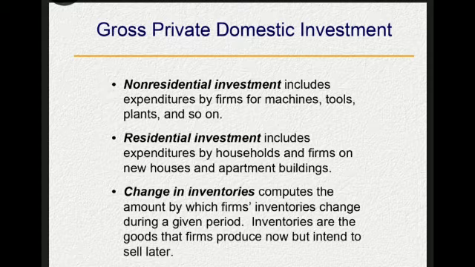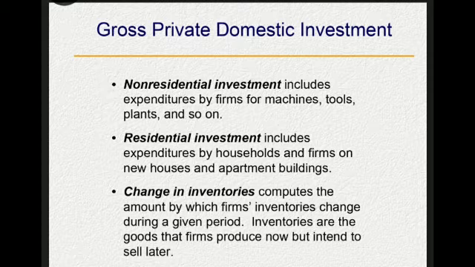The next subdivision of gross private domestic investment is non-residential investment. It includes expenditures by firms on machines, tools, plants and so on. Next is residential investment. It includes the expenditures by households and firms on new houses, apartments and buildings. Next is change in inventories. It computes the amount by which firms' inventories change during a given period. Inventories are the goods that firms produce now but intend to sell later.